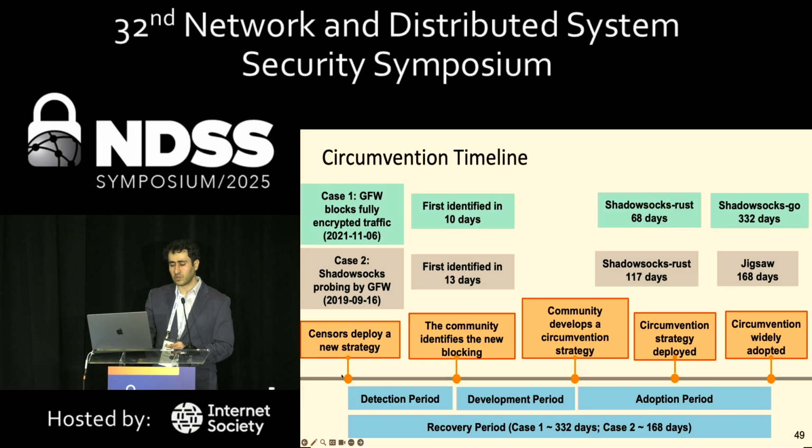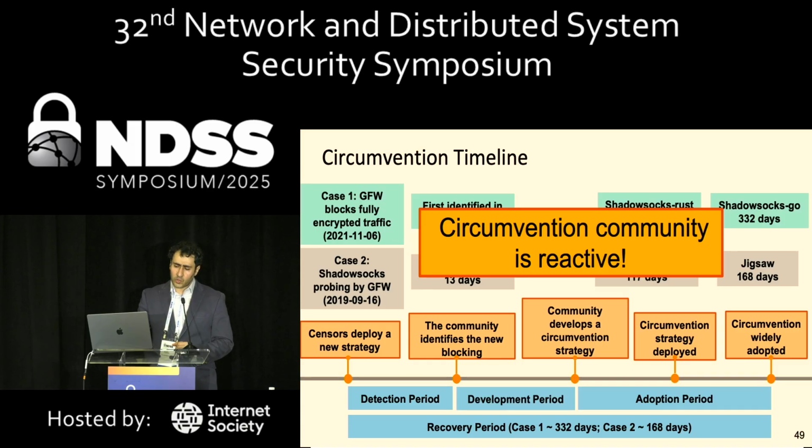Starting from the left side, you can see when that blocking was first deployed and identified. It takes some time for the community to detect there's a new censorship, and then it takes some time for the community to develop countermeasures or find fixes for that new blocking. Even after that, it takes an even longer time for what you found to be adopted and integrated into proxy services. For these two instances, these are both very long times, right? And by that time, the damage has been done.